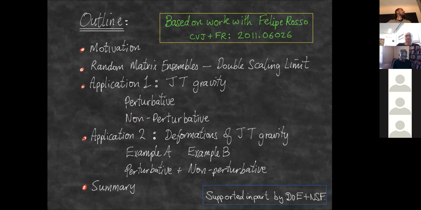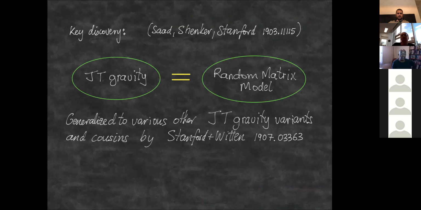And then application number two, which is really the subject of this new paper, is to talk about deformations of JT gravity, which, as you may have heard, a family of them have been shown by authors I'll mention shortly to also have a random matrix ensemble description, but there are some puzzles. And by reviewing these tools, I will show you how to solve these puzzles. And then I'll summarize. This work was supported in part by the Department of Energy and the National Science Foundation.